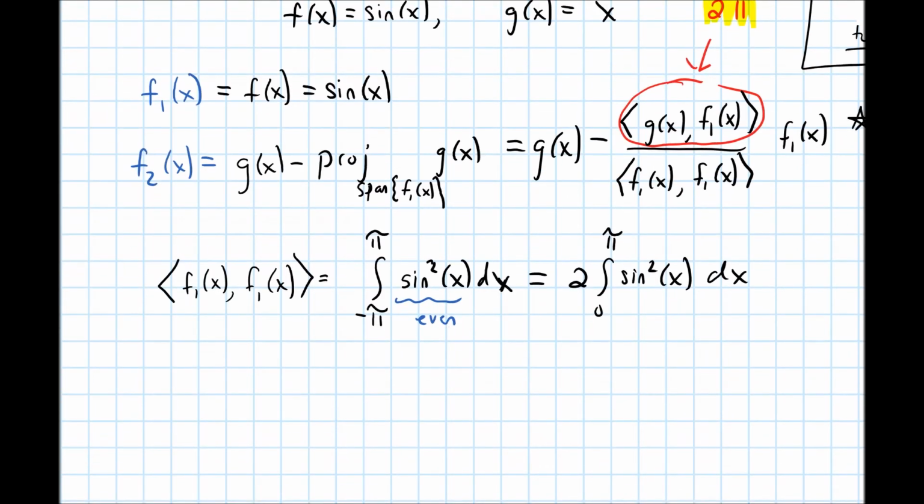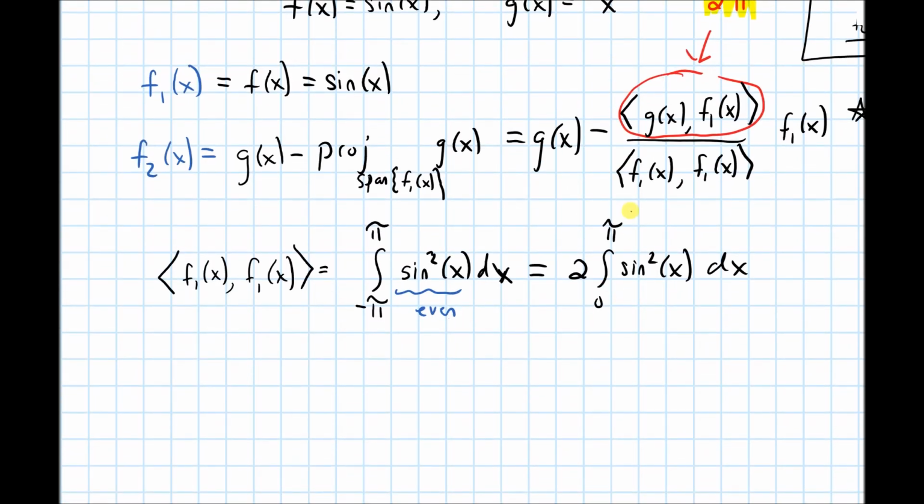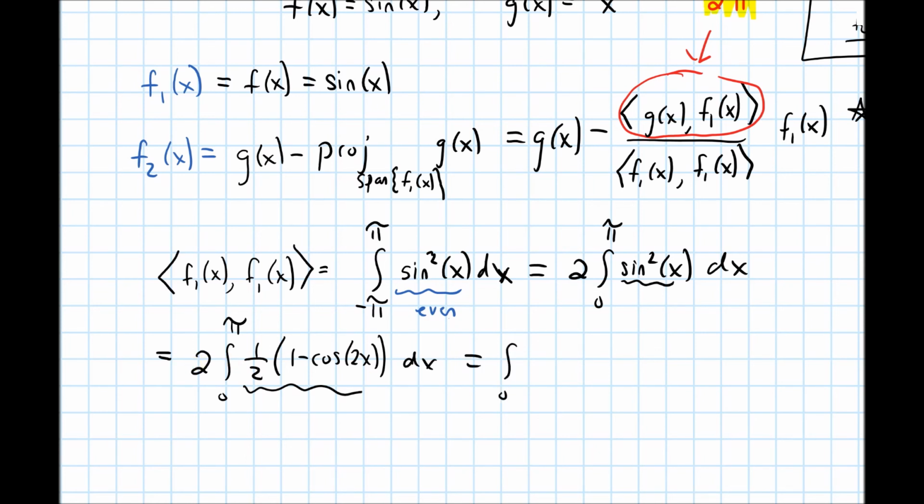So now we kind of have to go into our trig integrals bag. There's a trig identity that we need to use to integrate this. So we have the 2 in front, integral from 0 to pi. Sine squared is the same thing as 1/2 times 1 minus cosine of 2x. That's what sine squared is. So now we can distribute the 2 in, and we get the integral from 0 to pi of 1 minus cosine of 2x dx. And now this integral is not too bad to do.